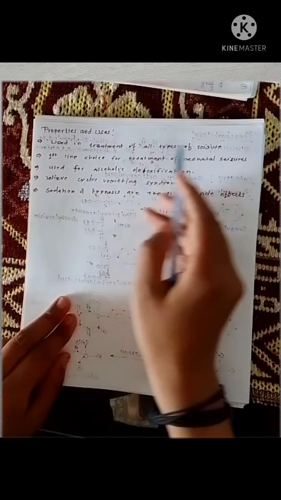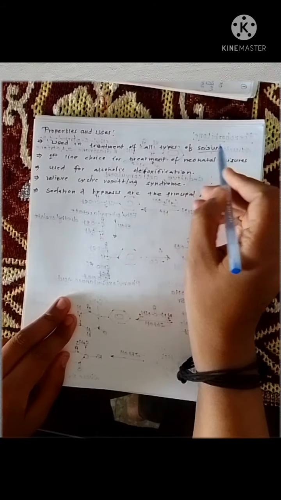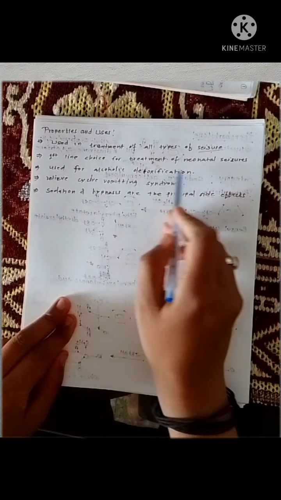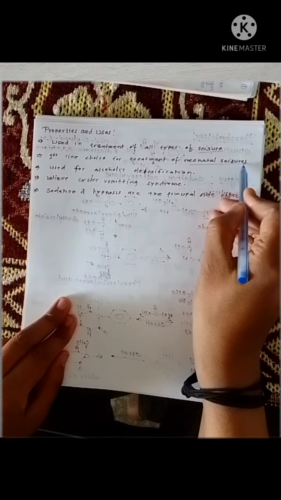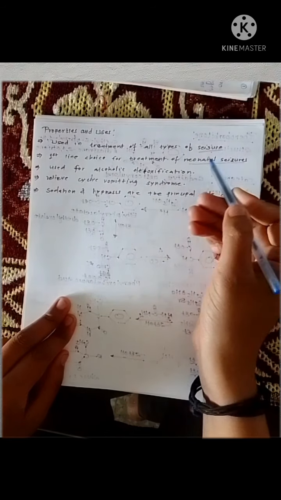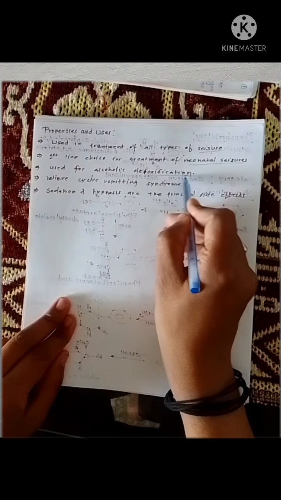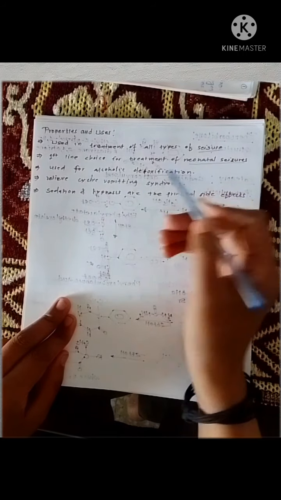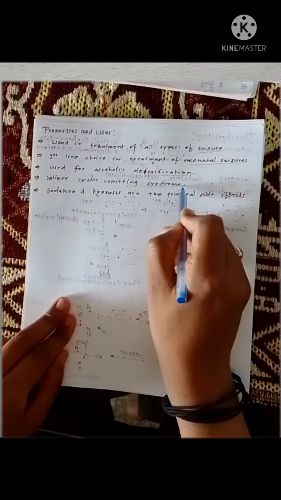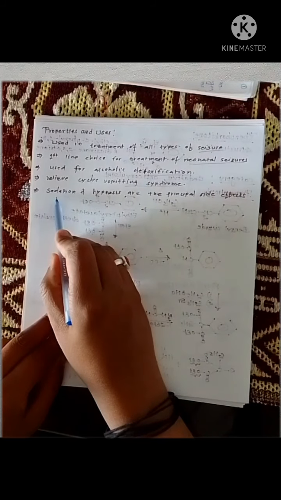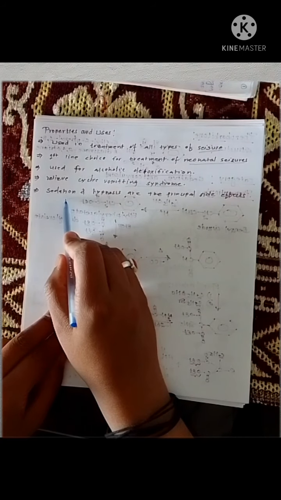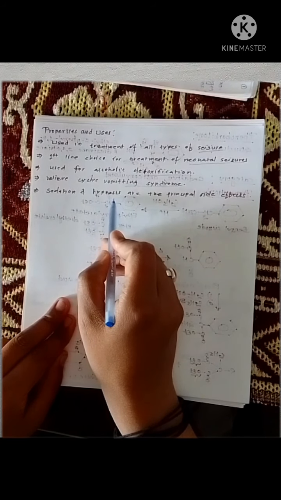Now, properties and uses of phenobarbital. It is used in the treatment of all types of seizure. It is the first line choice for the treatment of neonatal seizure. It is used for alcohol detoxification in some cases. It relieves cyclic vomiting syndrome. The principal side effect of this drug is that it causes sedation and a hypnotic condition.